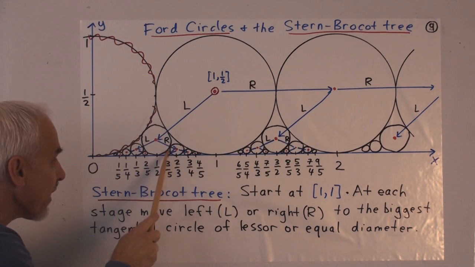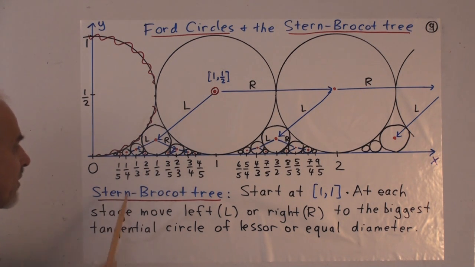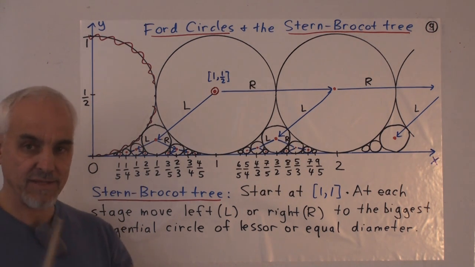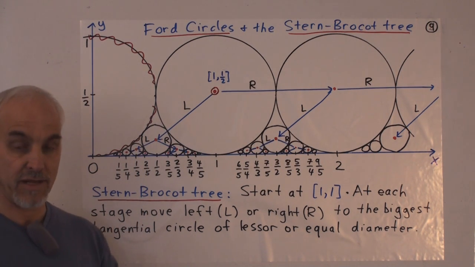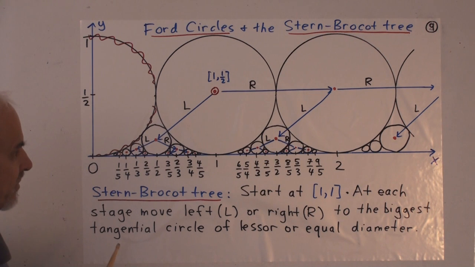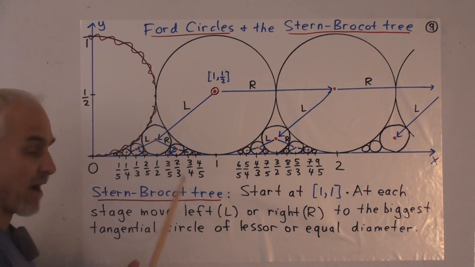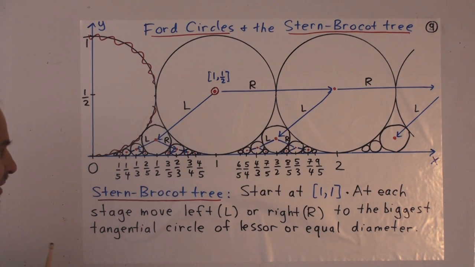And then from here, left to this one, right to this one. From here, left to this one, right to this one. So at this stage, there's always two circles that are touching, which are the biggest, and we're moving to those biggest ones which are touching directly that we haven't gone to before. And please check out that we recover the Stern-Brocot tree this way.